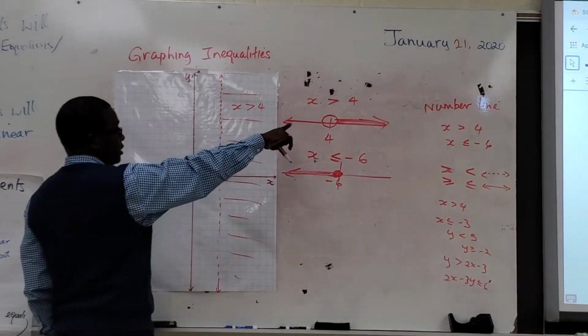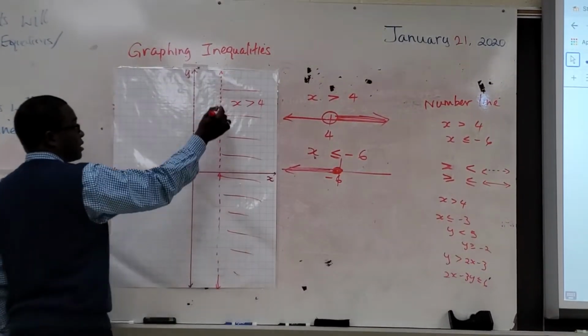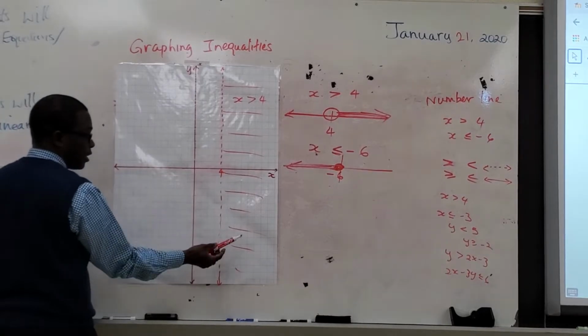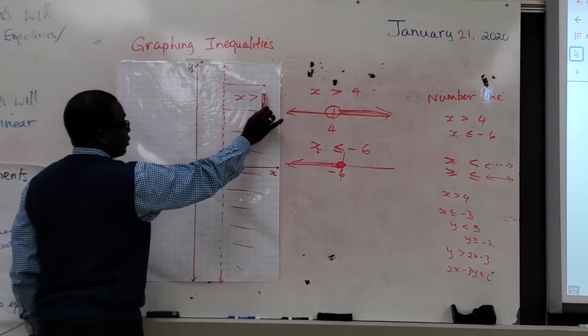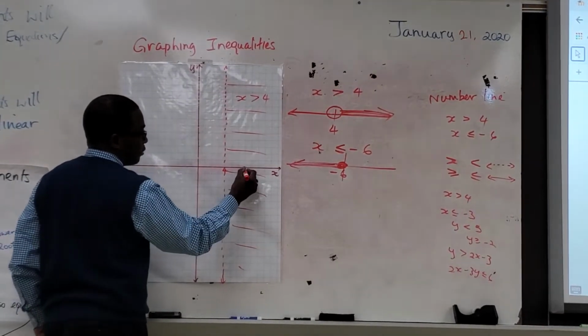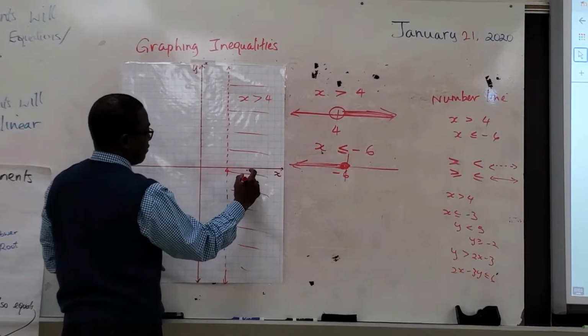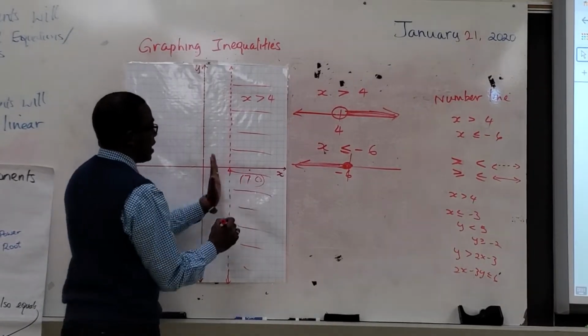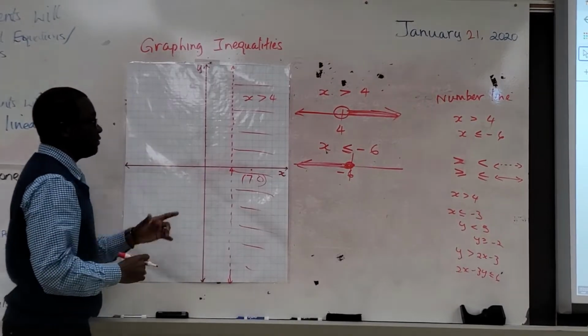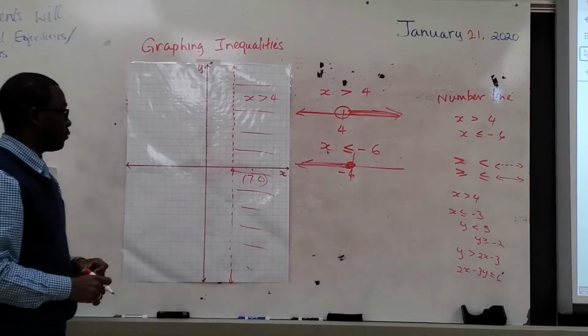So for x is greater than 4 on the coordinate plane, it's going to be a vertical line through 4, and every single coordinate point over here would have an x value greater than 4. For example, x is going to be what, 5, 6, 7? It's going to be (7, 0) right there. So every point over here will have an x value greater than 4.